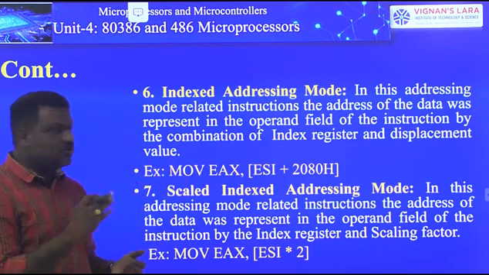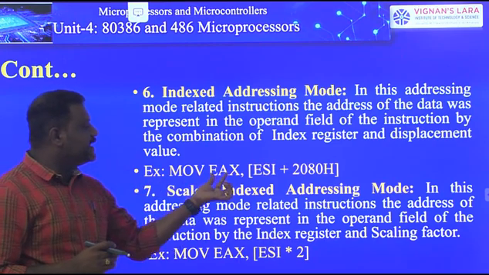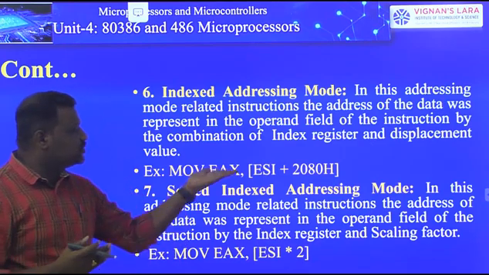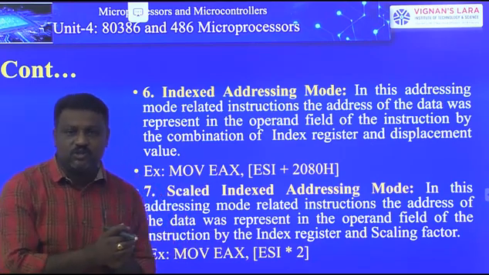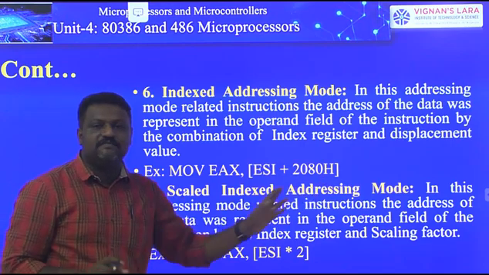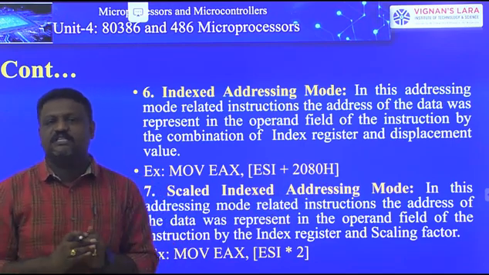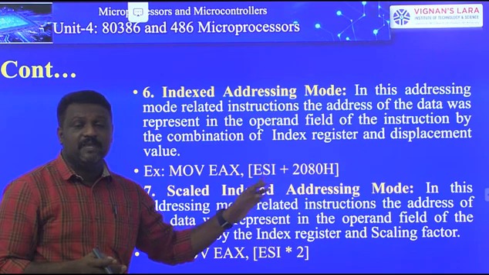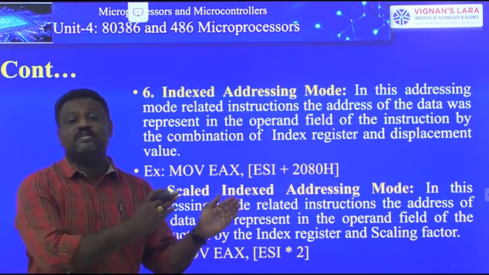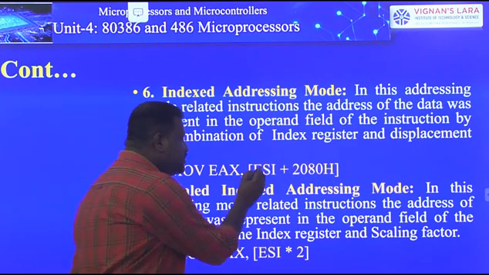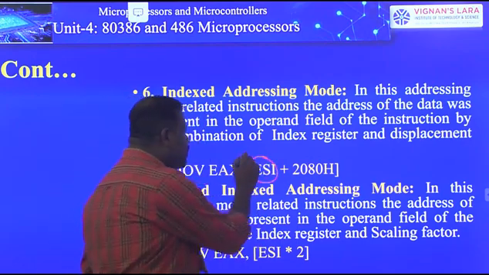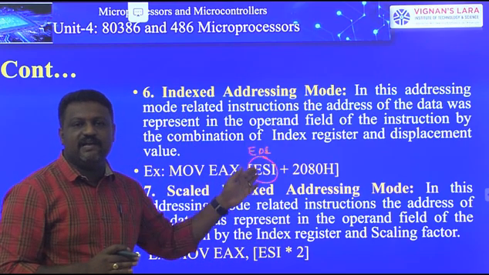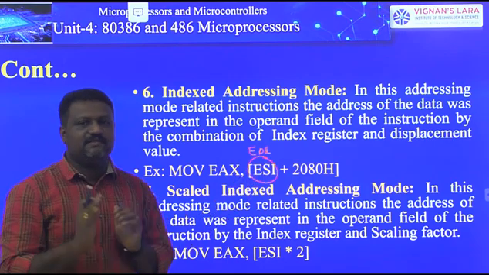It is clearer with an example: MOV EAX, [ESI + 2080H]. Here also we calculate the effective address of your source. In that process we add this constant value 2080, which we can also call a displacement or an offset, to the content of the index register. We know that ESI means extended source index register. So in this case, you have to use either ESI or EDI. Only these are the options. You can't use any register other than these index registers at this point. That's the important point.